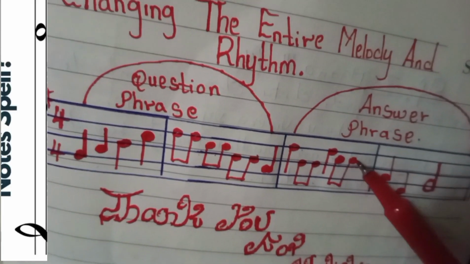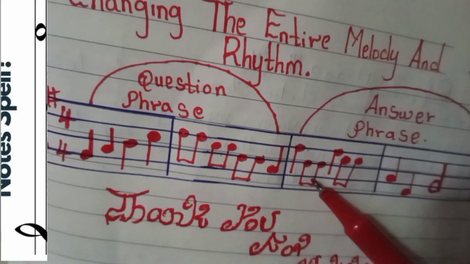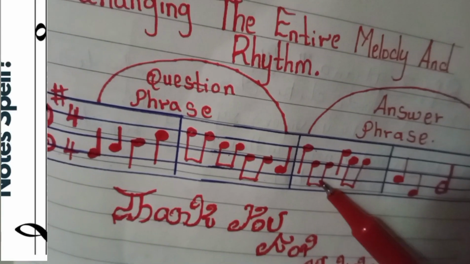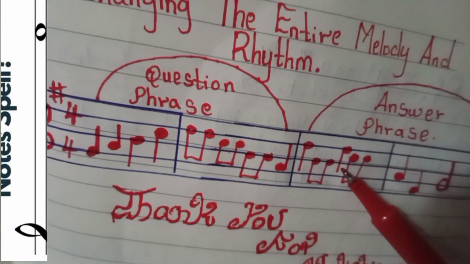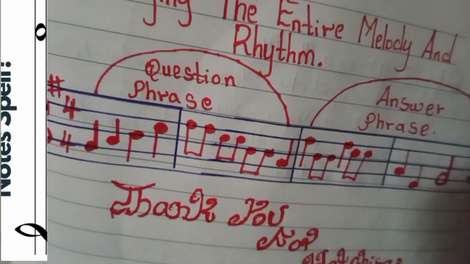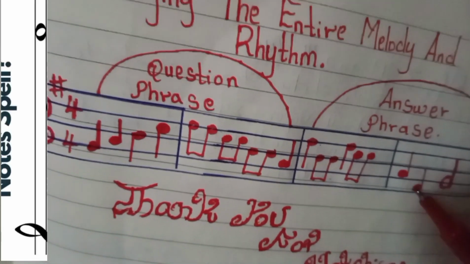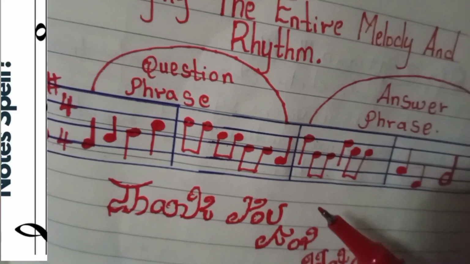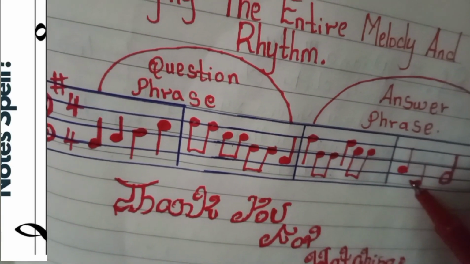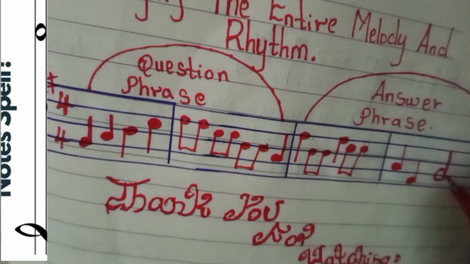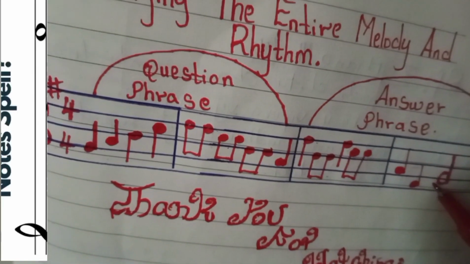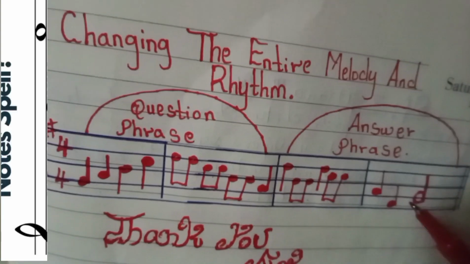As you can see here, in the first bar of the question phrase, they were only crotchets. Here we have incorporated other note values. We have joined quavers together to form the crotchets, and we have also changed the position of those notes from the previous bar. When you come to the second bar, it is the same. In the second bar of the question phrase, we were using quavers and crotchets, but here we have changed. We have used 2 crotchets and 1 minim to sum up the 4 crotchet beats in that bar. So that's how you work out that technique of changing the entire melody and rhythm.